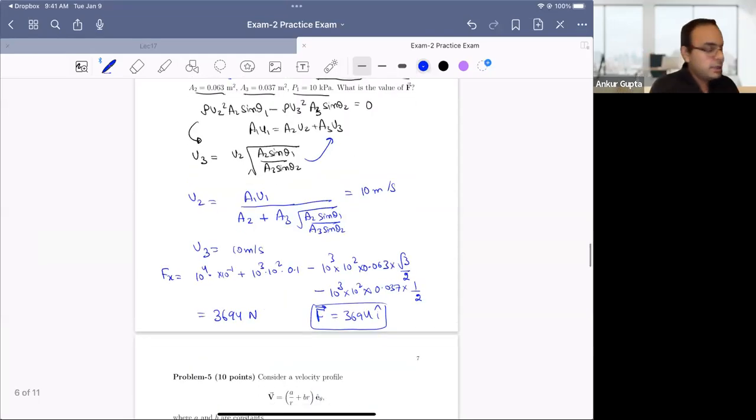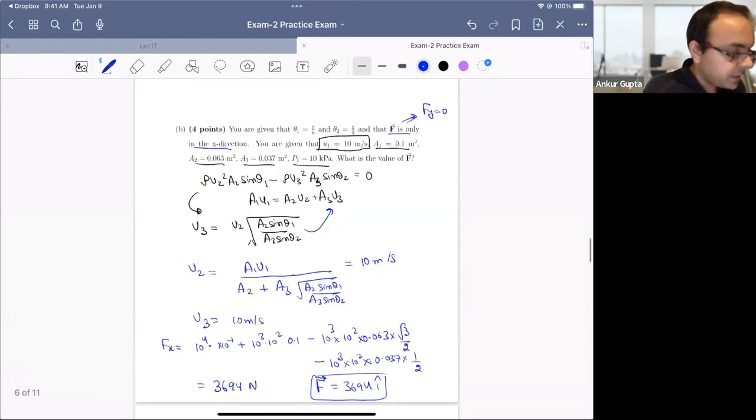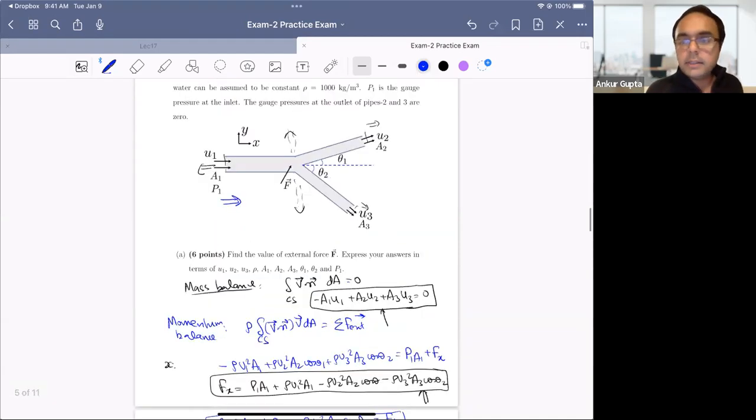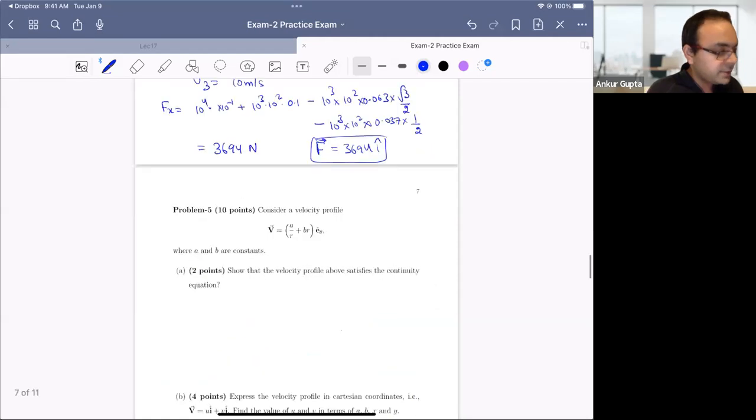Okay. So this was essentially the problem. This is sort of like the usual mass and momentum balance in pipe networks. So hopefully this makes sense. And yeah, let's keep going.